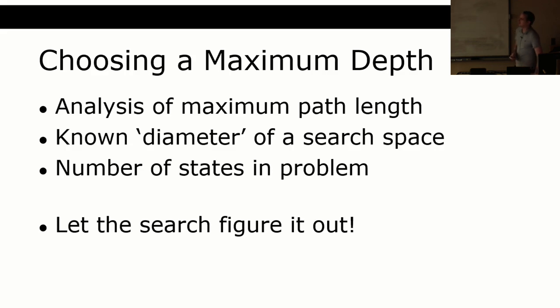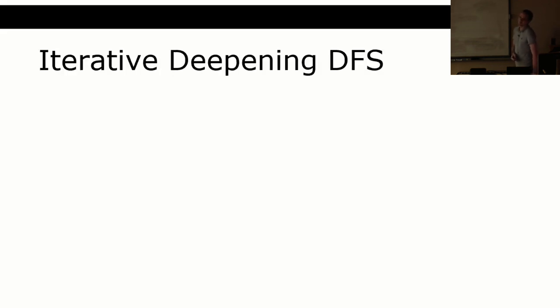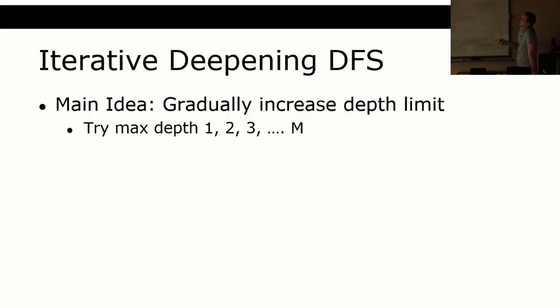How are we going to do that? Well, this is another algorithm. It's called iterative deepening depth-first search. Iterative deepening means we keep going further and further when we search. So the main idea is to gradually increase the depth limit.